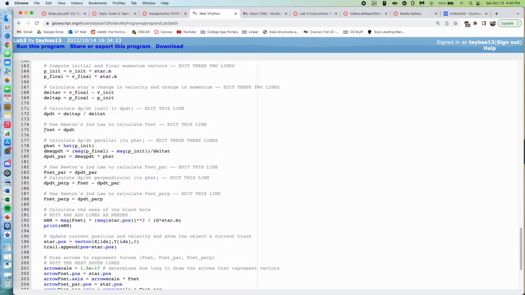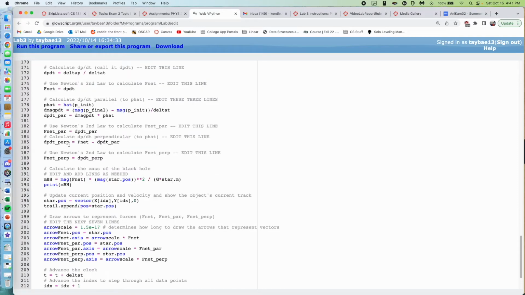And after that, breaking it down into components, parallel and perpendicular, we're able to solve for the parallel component using the change in the magnitude of the momentum over change in time. And since the parallel component for the net force is equal to the parallel component of change in momentum over change in time, we're actually able to solve for the perpendicular component just by subtracting the parallel component from the total net force. And after that, we're able to solve for the mass of the black hole, which is just rearranging the gravity formula to solve for the mass of the black hole.